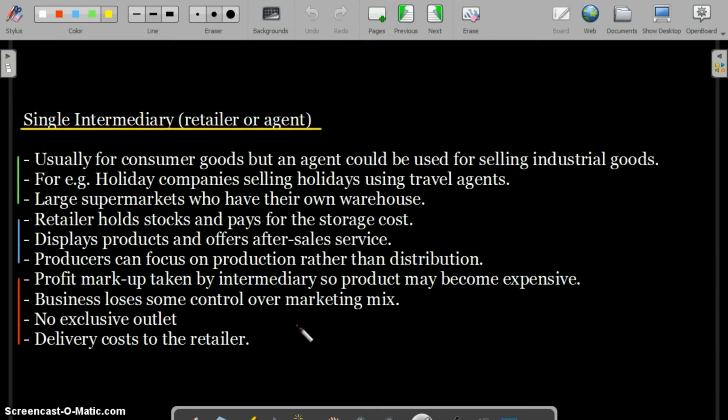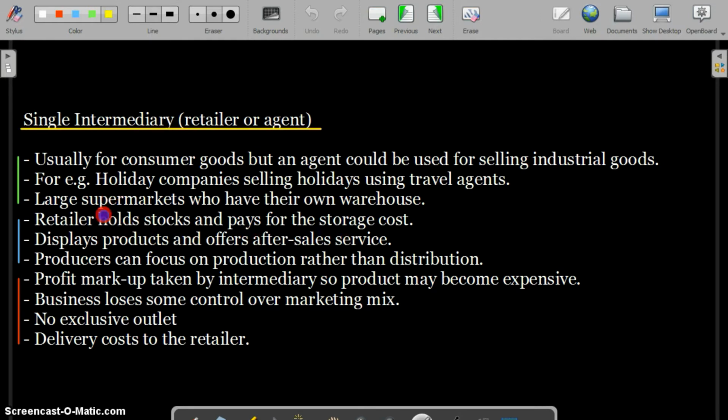Moving on, there's the single intermediary method, where a retailer or an agent is involved. Agents are usually involved when we are selling industrial goods, like holiday companies selling holidays using travel agents, but it is generally used for consumer goods, as it is done by large supermarkets who have their own warehouse. For example, eggs and the edible items you usually buy and eat. So what advantages does this have?